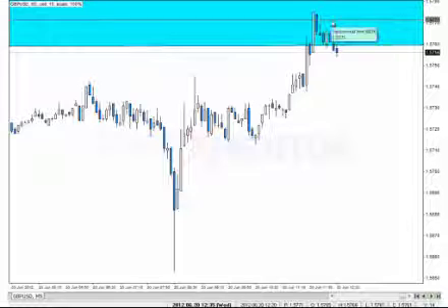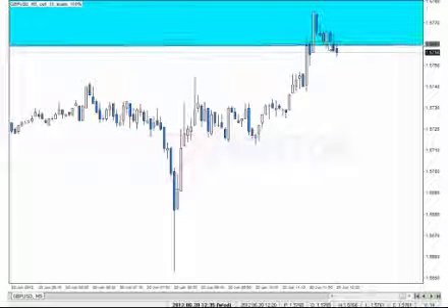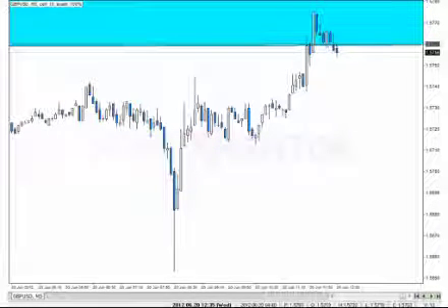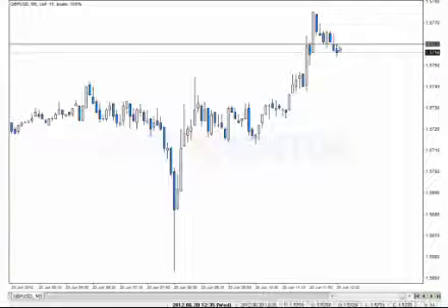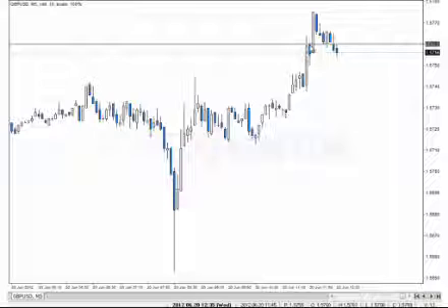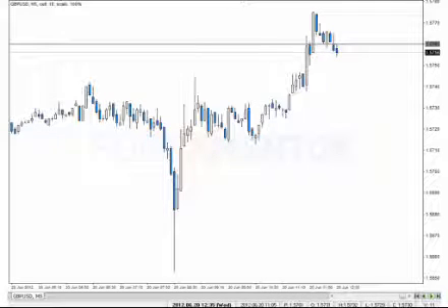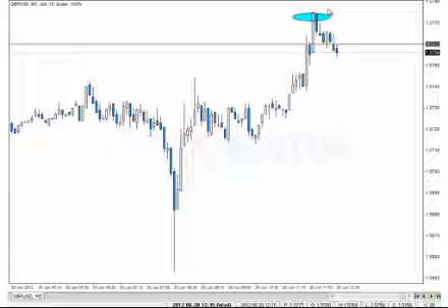Now have a look at this level here. If I just move this horizontal line down, so I can get rid of this ellipse. If we have a look at this level right here, you can see we have resistance, it breaks through, comes back, tests support. Remember, we have our higher time frame resistance from the daily chart right here. So my bias is short.